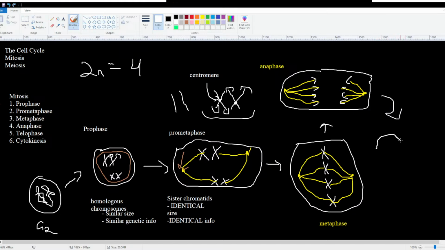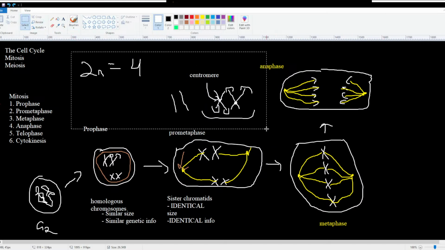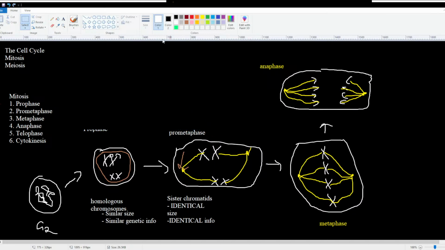So now telophase. I'm sorry, I'm kind of running low on space here. Actually, let's go ahead and erase this. Sorry if you needed that, but you can just go ahead and rewind.